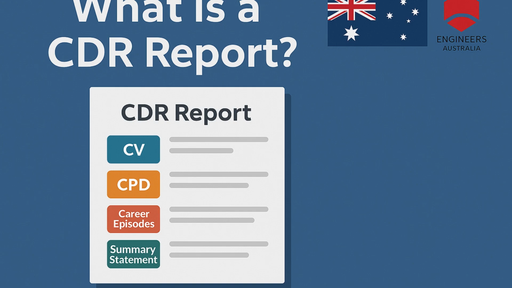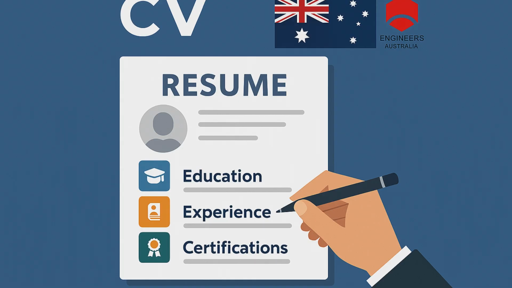A CDR report includes a CV, your curriculum vitae, CPD, continuing professional development, 3 career episodes, and a summary statement. Let's break down each section. First one is your CV, your engineering journey. A professional resume showcasing your academic history, job roles, responsibilities, and achievements. Make it clear and concise, following Engineers Australia's guidelines.